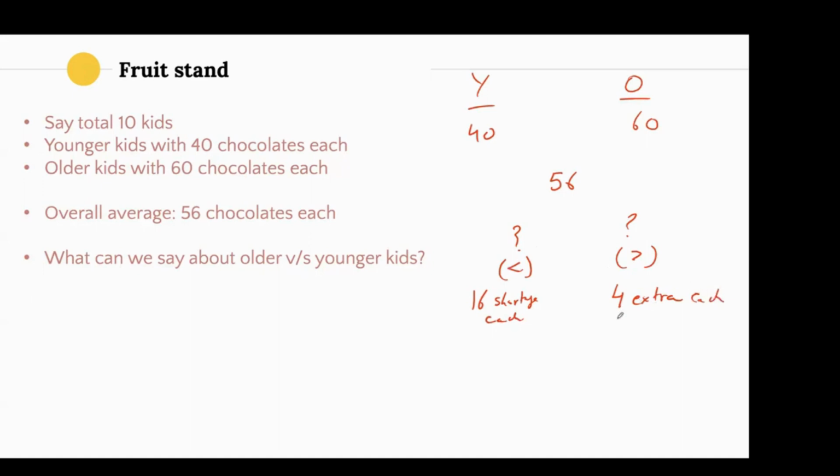So how many older kids would we need to compensate for one young kid? 4. This is important. We'll need 4 old kids to compensate for one young kid. In other words, the ratio of old kids to young kids will be 4:1. Now, what the number is, I don't know yet. But I know for every one young kid who has a shortage of 16, I'll need 4 older kids who have 4 excess each. This much makes sense?